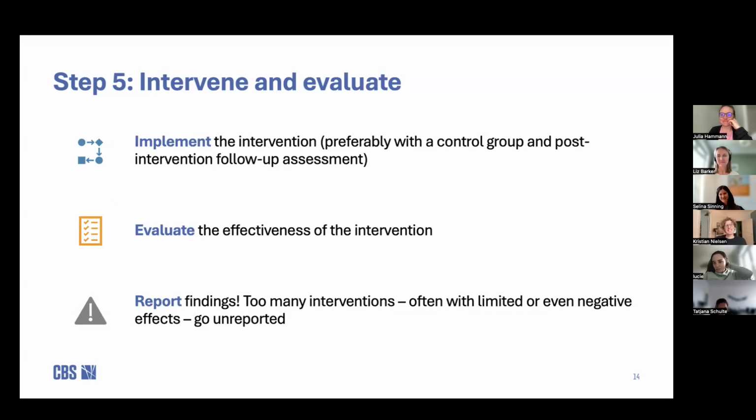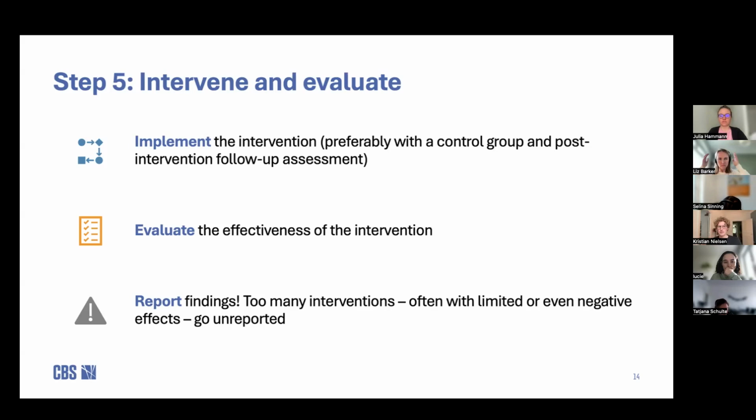Once we've done this prioritizing, now we want to implement the intervention. Once we implement it, ideally we would like to have a control group to see whether the intervention is actually effective. Does it change behavior in a causal manner? Ideally we'd also follow up later to see whether the target audience sticks to the behavior change, and then evaluate how effective the intervention was.